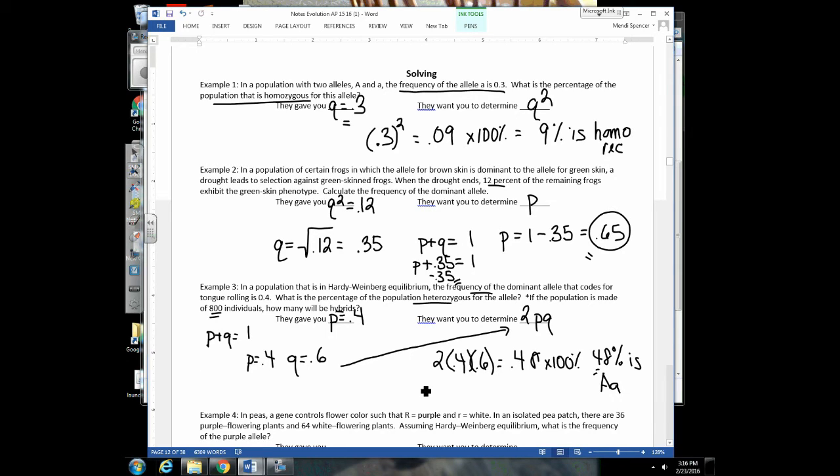So if we have 800 individuals, and we know 48% of them should be heterozygous, then we just times this by 0.48, and that's going to give us the answer of 384 individuals would be heterozygous out of a population of 800.